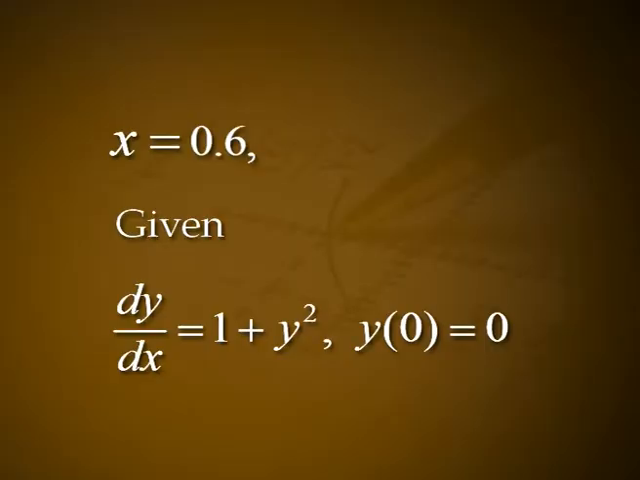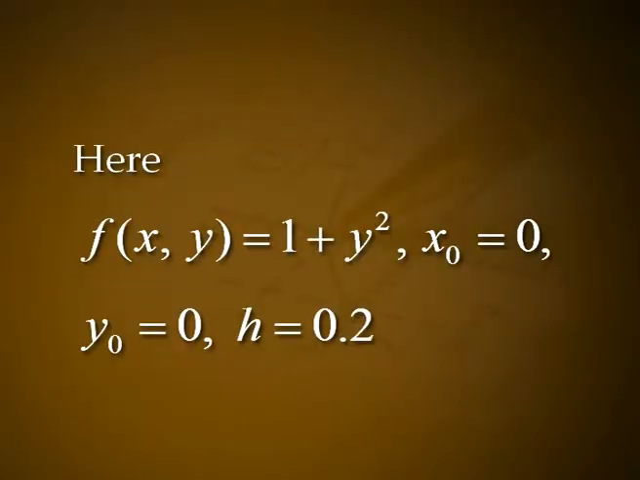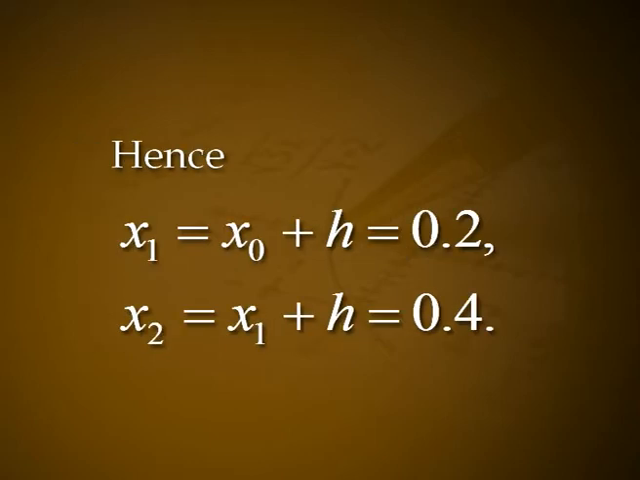Problem. Use Runge-Kutta method with h = 0.2 to find the value of y at x = 0.2, x = 0.4 and x = 0.6 given dy/dx = 1 + y squared, y at 0 = 0. Solution. Here f(x, y) = 1 + y squared, x0 = 0, y0 = 0, h = 0.2. Hence, x1 = x0 + h = 0.2, x2 = x1 + h = 0.4.